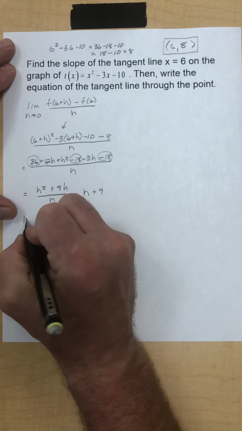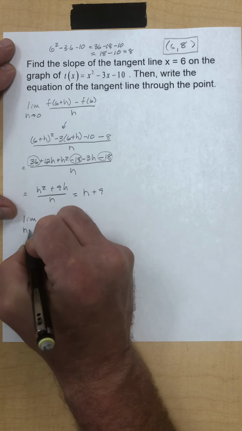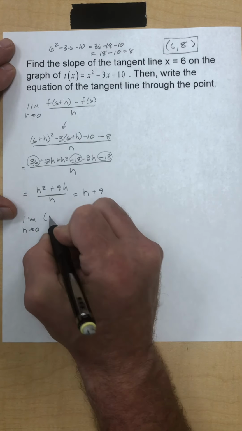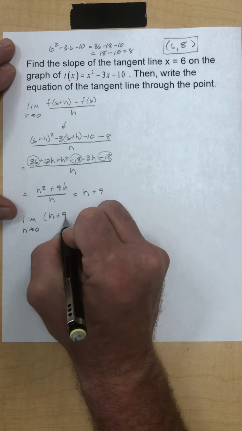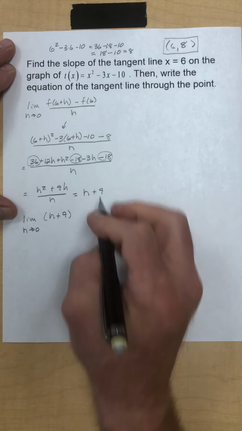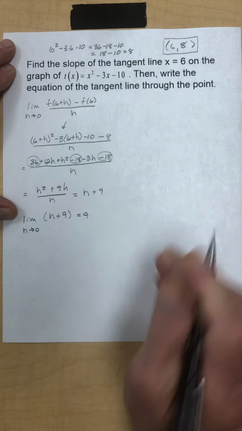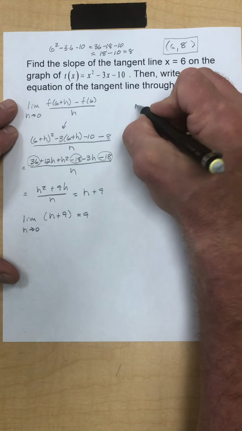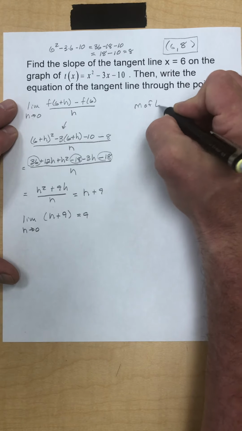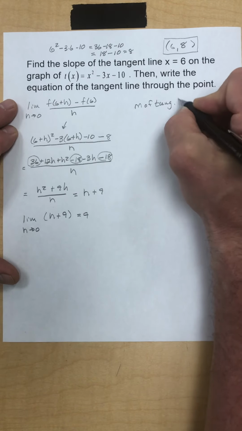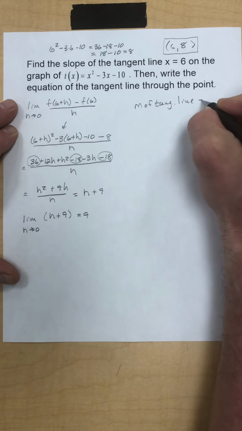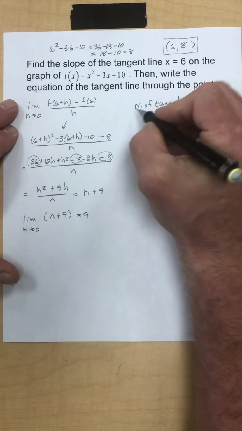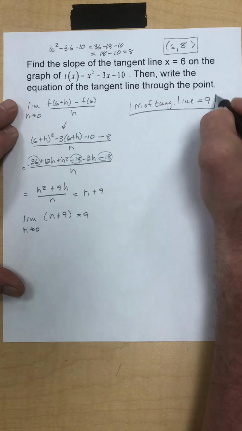So we take the limit as h goes to 0 of h plus 9, and obviously that goes to 0, so we just get 9. So it looks like the slope of the tangent line is equal to 9. That takes care of the first half.